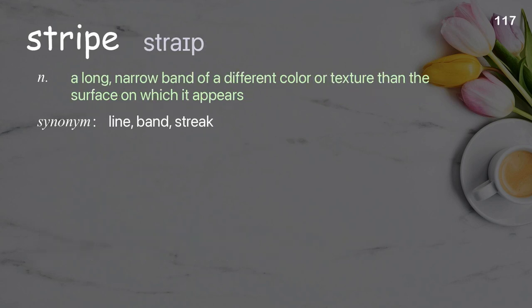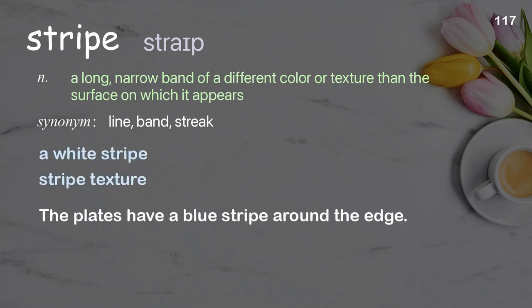Stripe. A long, narrow band of a different color or texture than the surface on which it appears. Examples: a white stripe, stripe texture. The plates have a blue stripe around the edge.